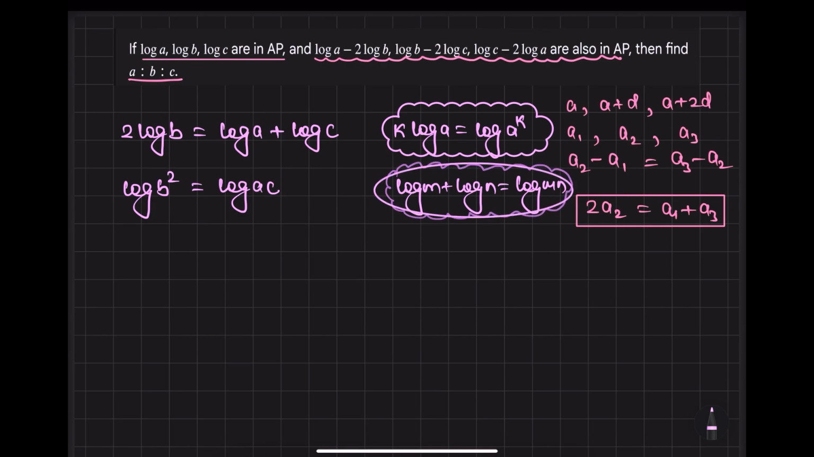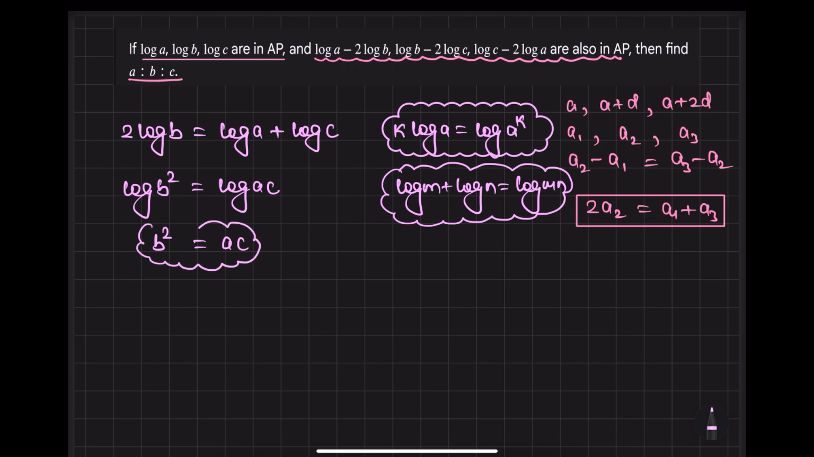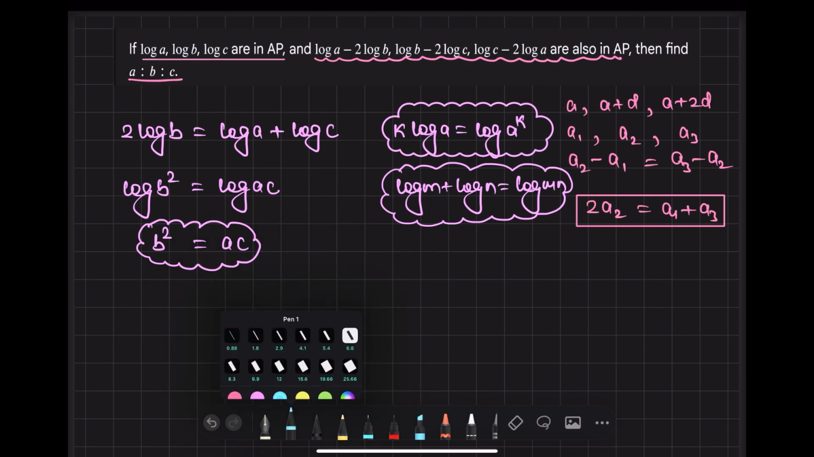Now we will do the same thing with the other idea. Means if we remove log, we will be left with B square equals AC. So this result we have calculated. Now let's jump on to the next part.